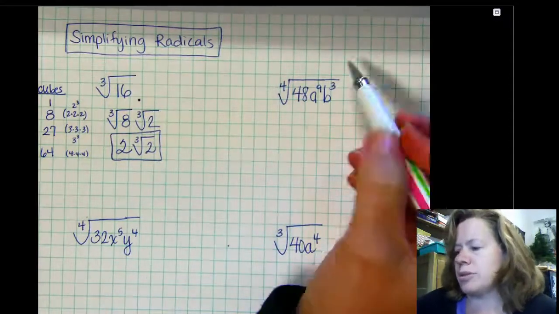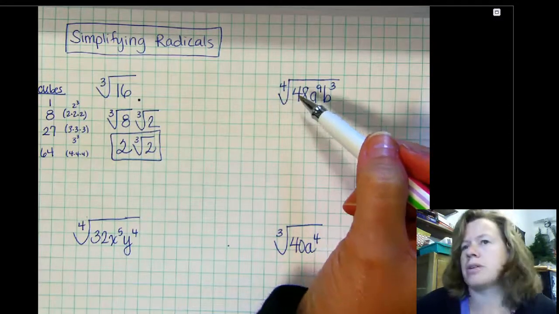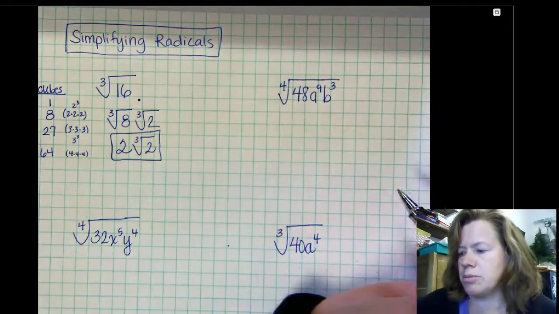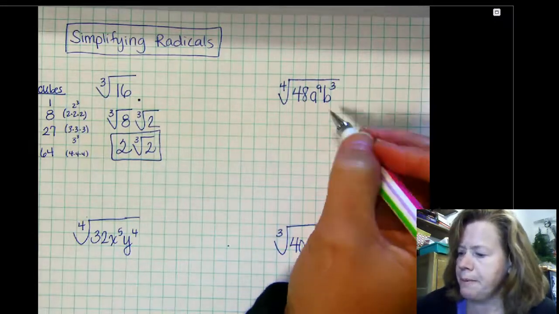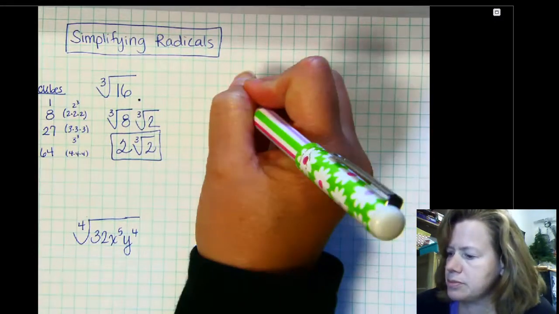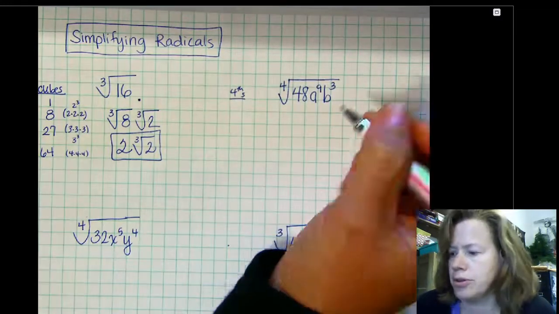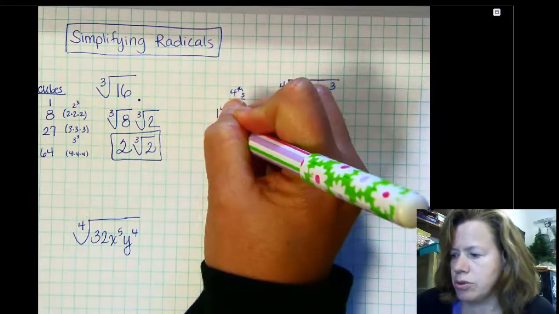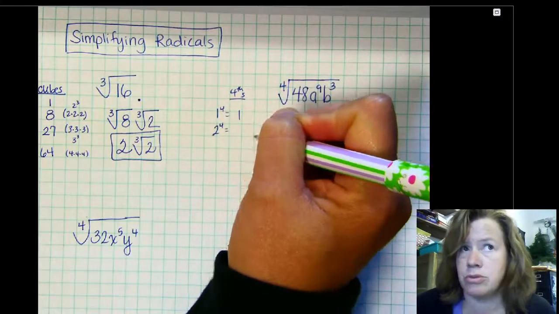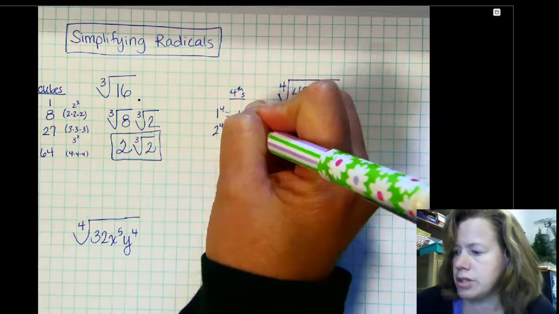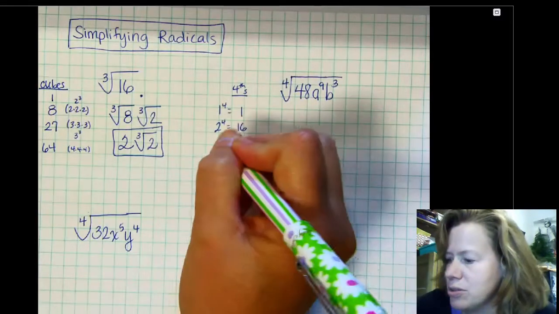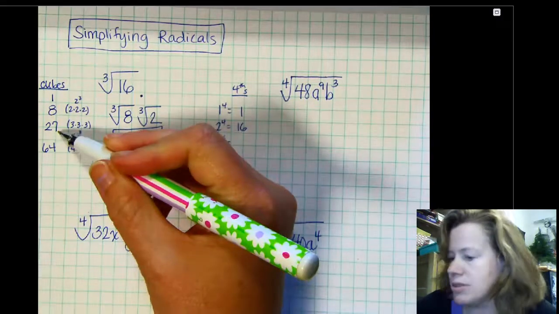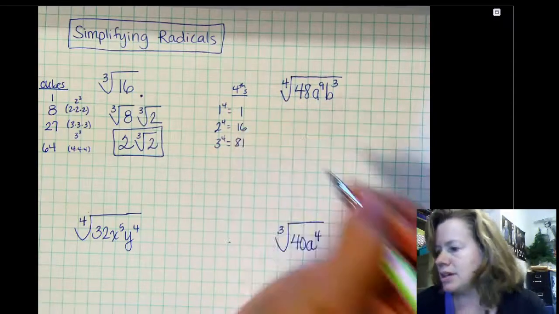Okay, so here I'm talking about the fourth root, so 4 numbers that multiply together that are the same. Of 48, a to the 9th, b cubed. So I'm combining numbers and letters in this example. Let's think about perfect fourths first. 1 to the 4th. 1 times 1 times 1 times 1 is 1. 2 to the 4th. 2 times 2 times 2 times 2 is 16. Okay, 3 to the 4th is 3 times 3 times 3 times 3. Or 3 cubed, 27, times 3 more, which is 81. And we can stop there.